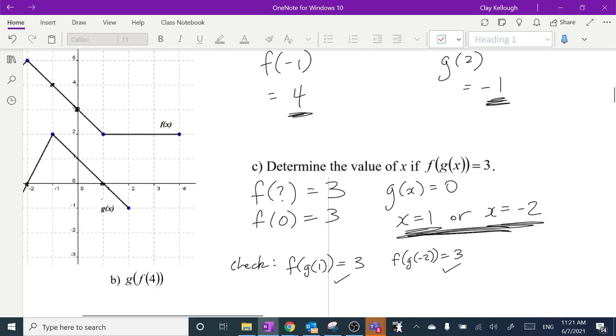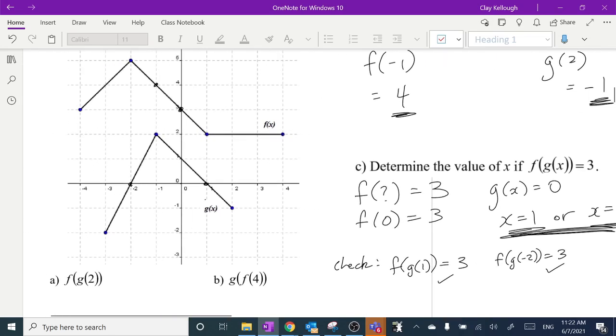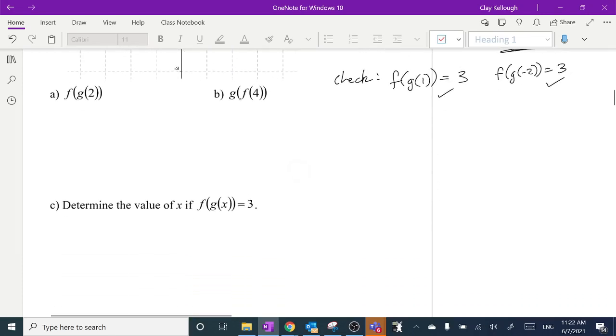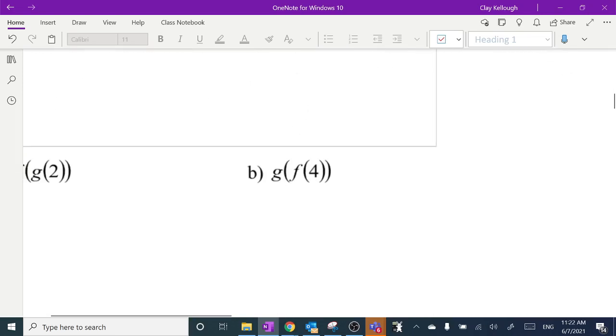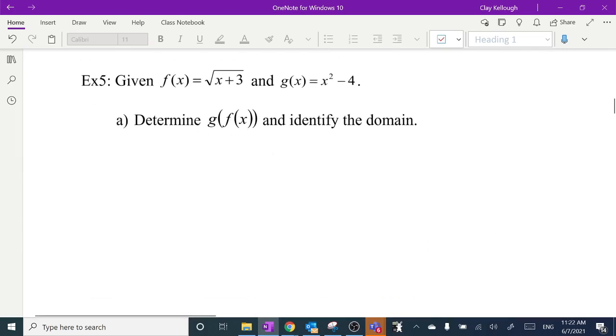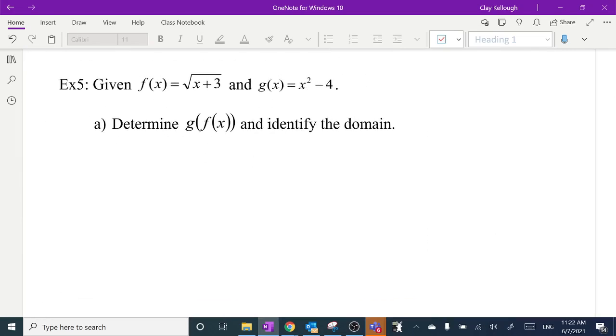So there we go. That's basically all there is to composite functions. Now we will do a couple of graphy ones, but for the most part, we're trying to get you ready for pre-calculus algebra or for calculus using pre-calculus algebra. So we're going to focus more on algebra. So the next page here, example 5, has a more algebraic one.